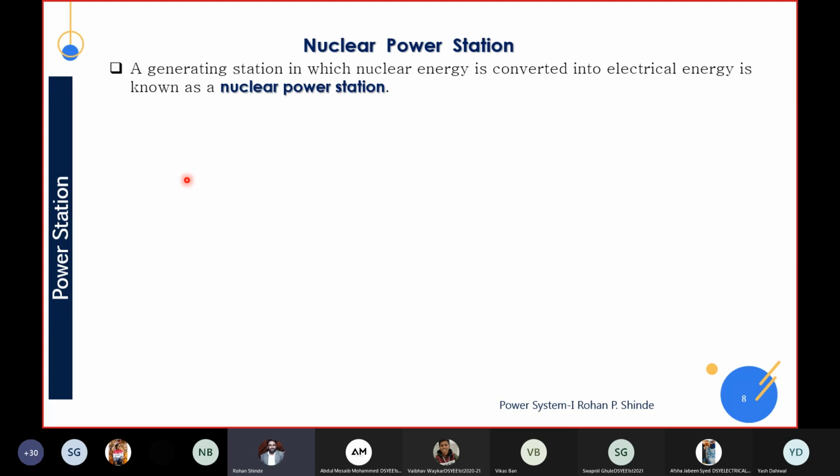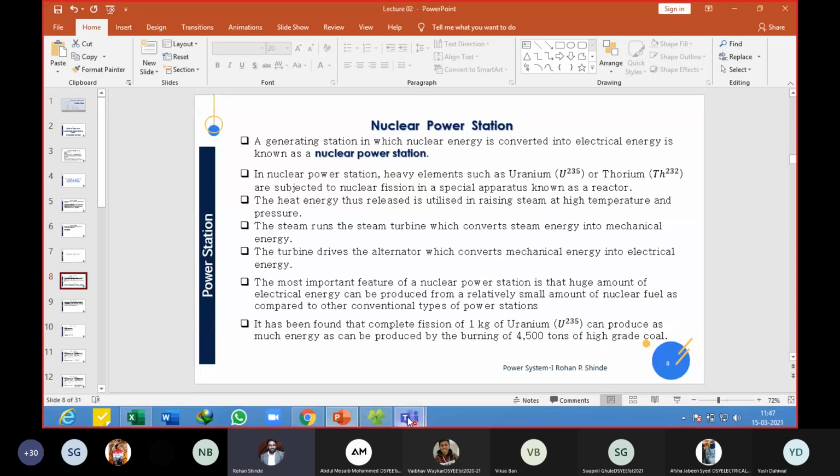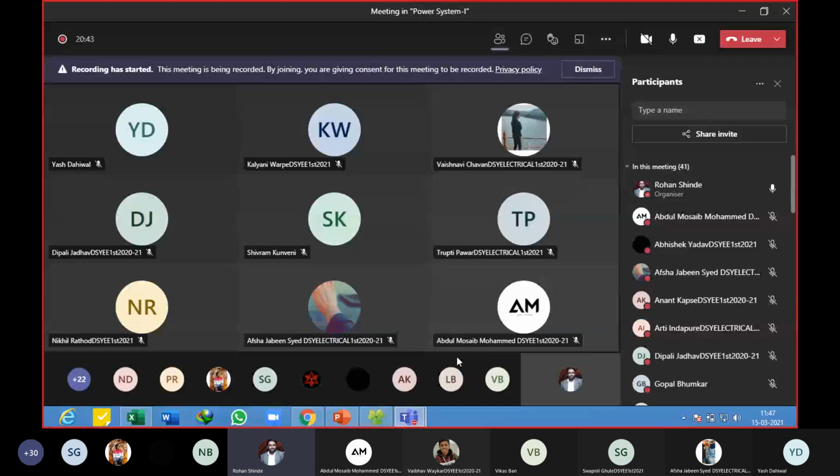A generating station in which, first of all, wait, am I audible? Yes, sir.